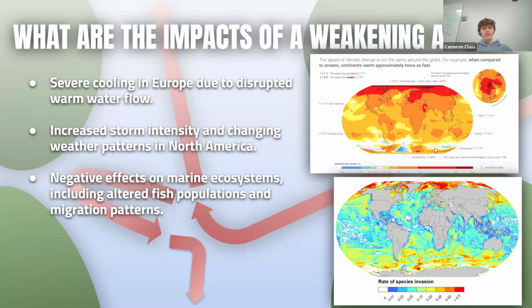You can see in the visuals that the rate of oceanic species invasions and continental warming aren't uniform. Some places will be hit harder than others. This reflects how climate change interacts with geography and ecosystems in complex ways.